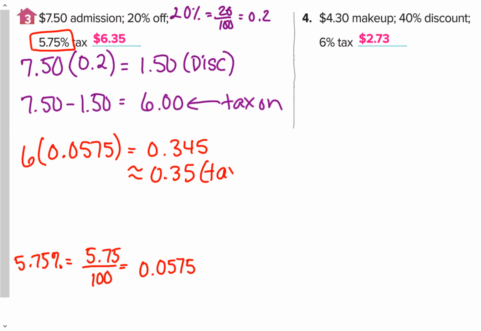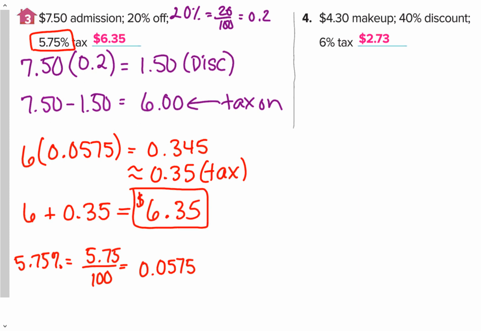That is your tax. And remember, you have to add on your tax. So it's $6 plus 0.35. So your total price is $6.35. Okay. Method 1 can be a little tricky because you've got so much calculations going on. That's why I really like to do method 2, and I'll do that with number 4. Here's method 2.